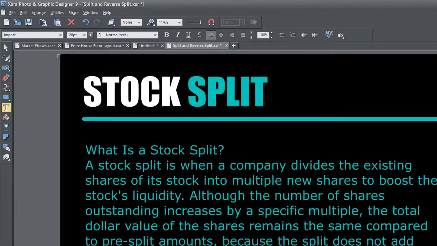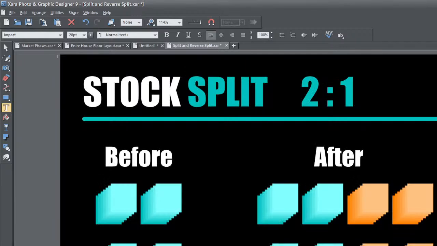Although the number of shares outstanding increases by a specific multiple, the total dollar value of the shares remains the same compared to the pre-split amount because the split does not add any real value. The most common split ratios are 2-for-1, 3-for-1. So basically what that means is that the stock is going to split, in this example, 2-to-1. The number of shares increases by twice the amount.